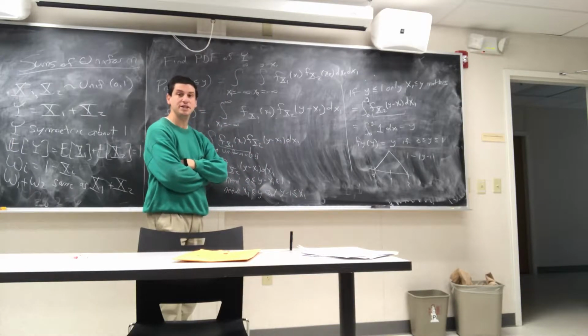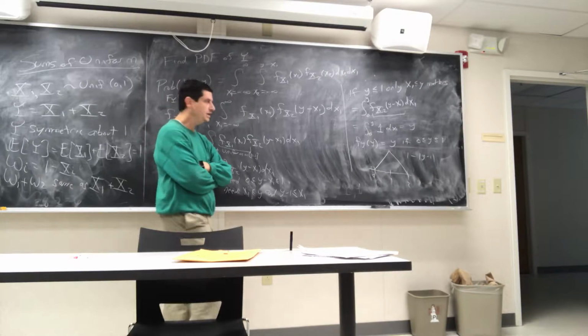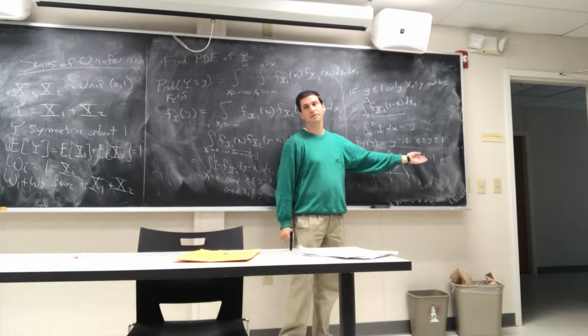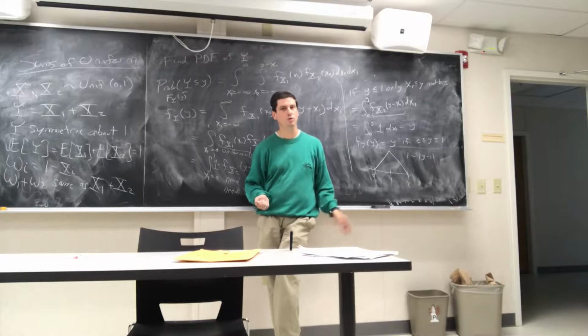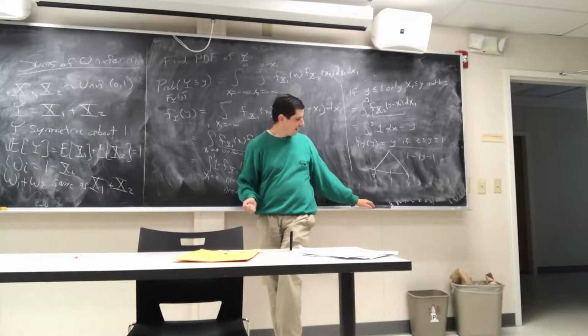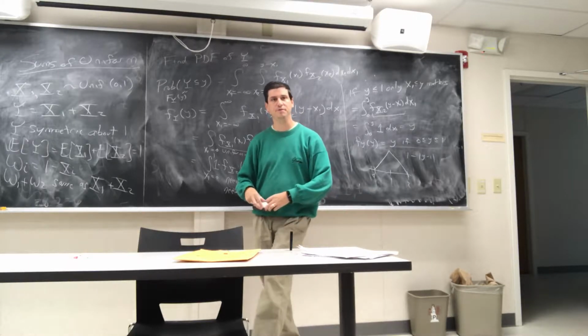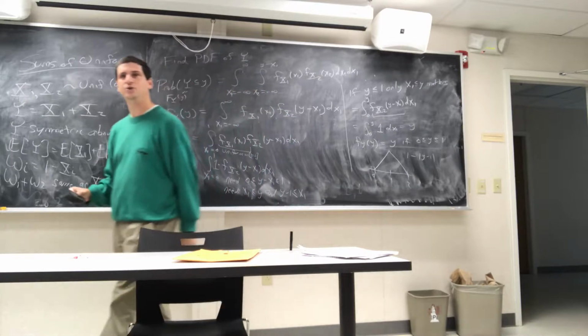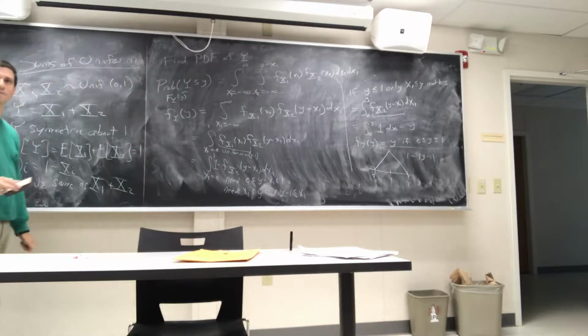I don't have to do the second integral by symmetry. This is not a horrible form. It gets worse as you do more and more and more. Okay? Any questions on the sum of two uniform random variables before we move on to more uniform random variables?